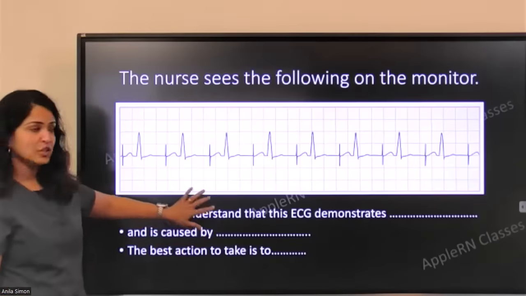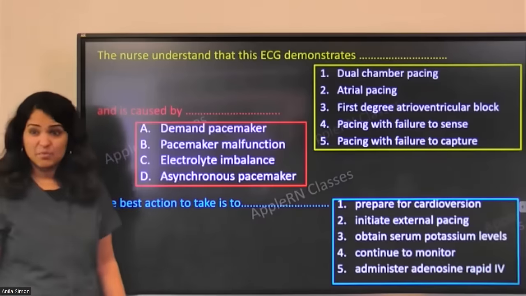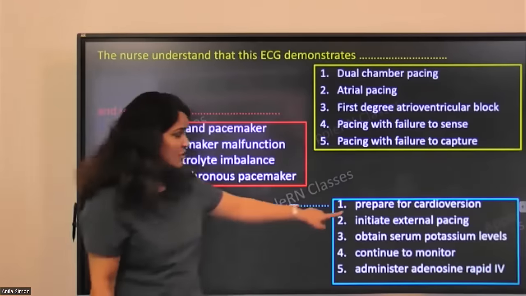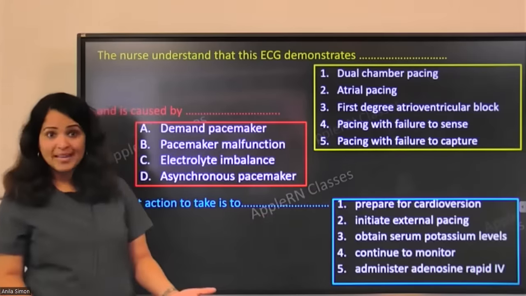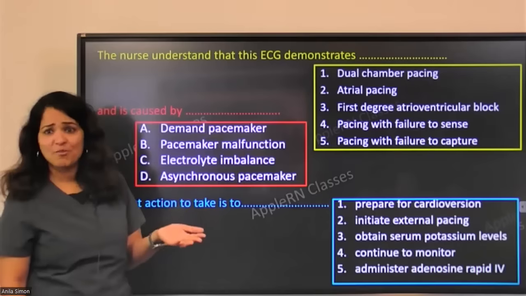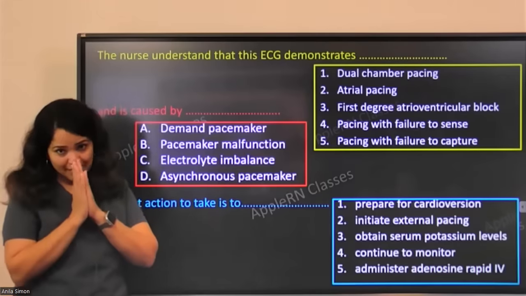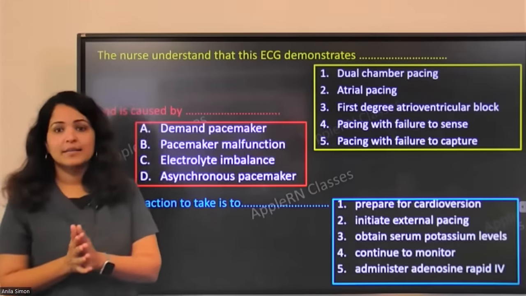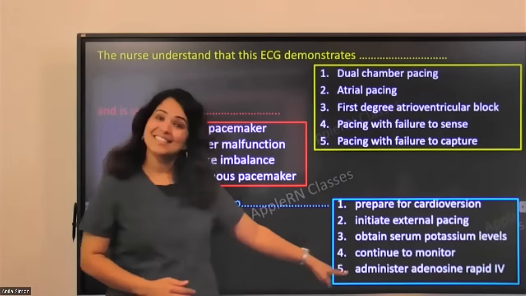And then the best action is, what is the best thing to do? We don't see any problem, right? There is no need to cardiovert. There is no need to externally pace, because we usually pace when there is malfunction, but there is no malfunction. And there is no electrolyte imbalance, so we don't need any potassium at this moment. And no medications are required. So our answer is going to be continue to monitor.